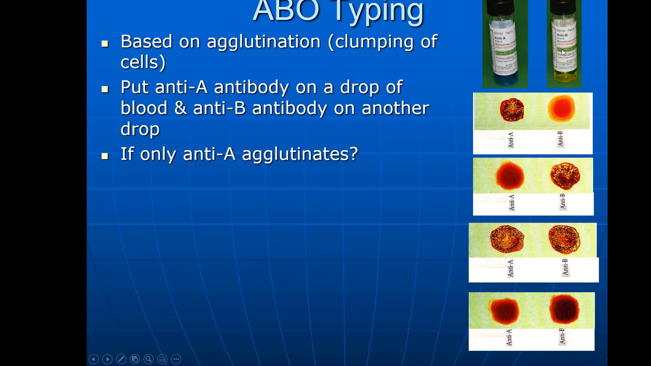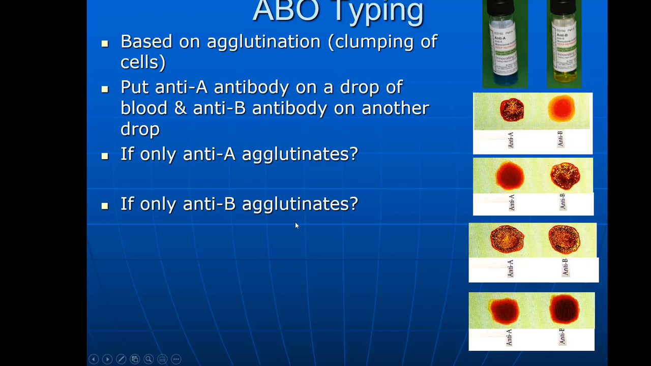The one when we put antibody B on it, nothing happened. And so what does that tell us? That means antigen A is present in this blood because it bound with the antibody A. So they don't have antigen B because nothing happened when we put antibody B on it. And so this person has type A blood.